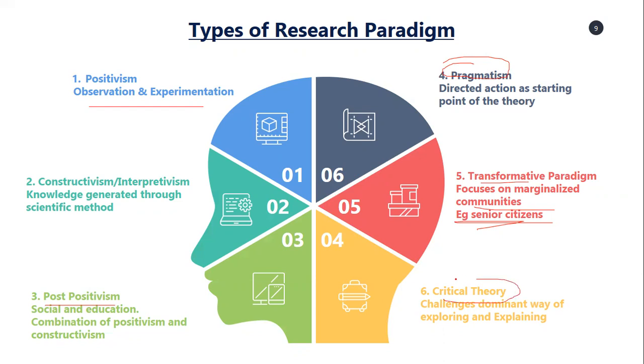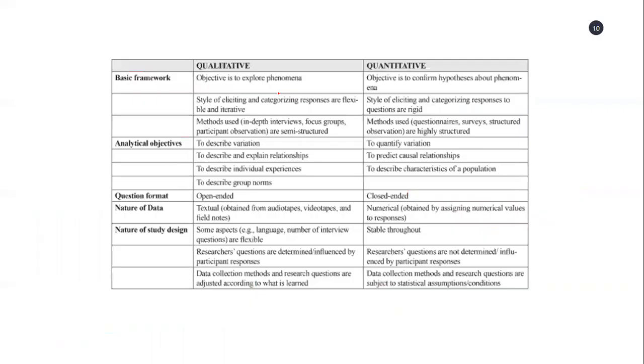Coming to the next and the last paradigm, that is critical theory, which challenges the dominant way of exploring and explaining certain things required for research. So these are the basic six paradigms which are used by various researchers in order to understand, or use this type of pattern or model in going ahead with their research topics or research problems.